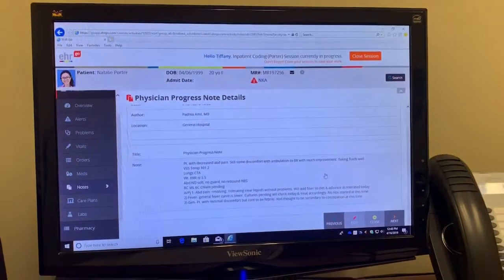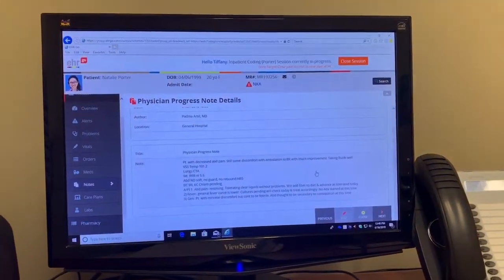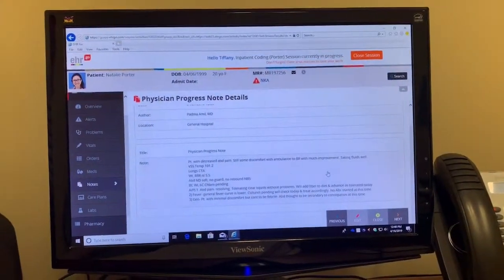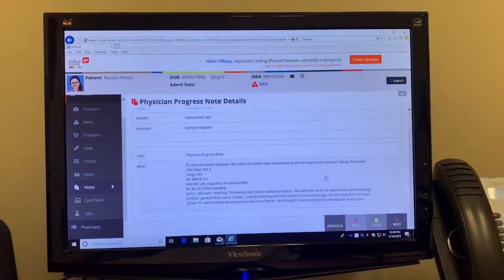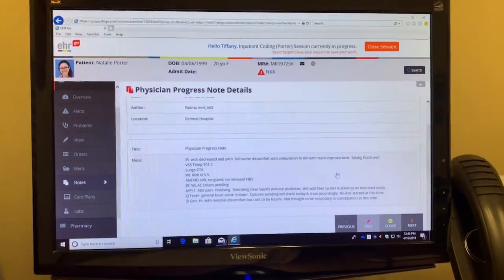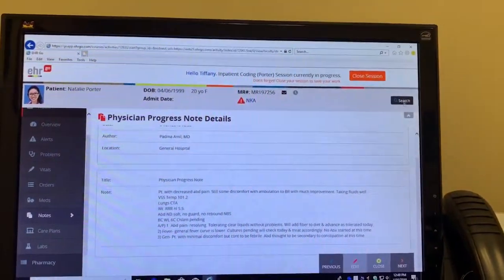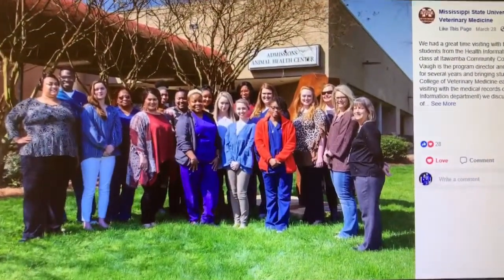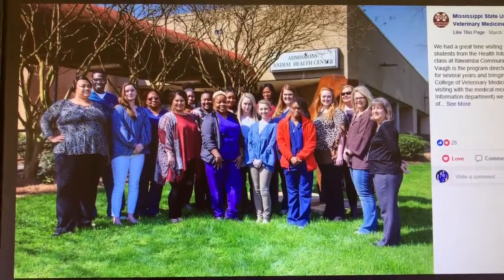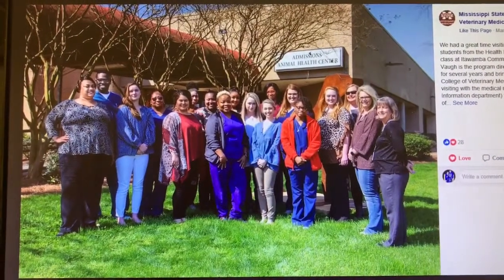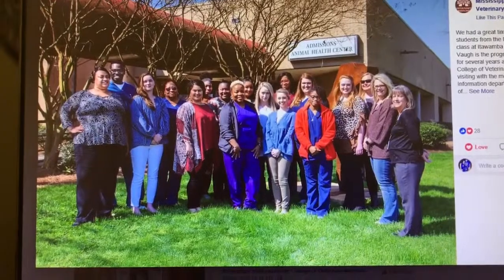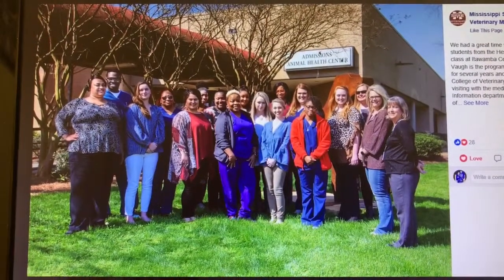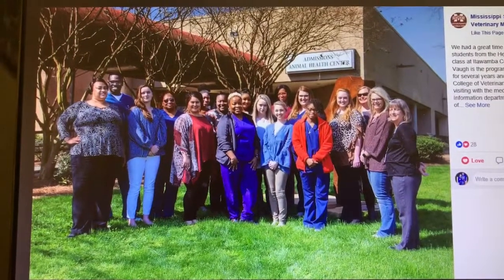Who's interested in electronic health records or in the medical records field? I am. But guess what? Not only do humans have medical records. We took our class last month. This is our class. We are standing outside of the vet school at Mississippi State University. We went and toured the vet school and the medical records department because guess what? Animals have medical records too.